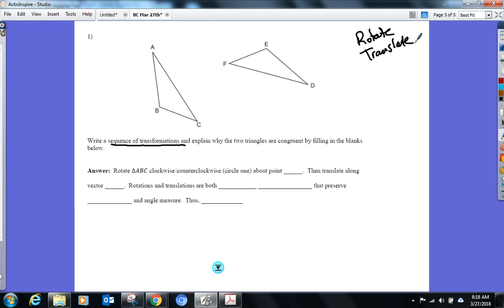How do you want to rotate triangle ABC? Because remember, A's got to match up with D, B to E, C to F. How would you want to rotate it? In which direction? So it's an easy translation to slide it over. Rotate it clockwise, everyone in agreement? I'm going to go that way, clockwise.